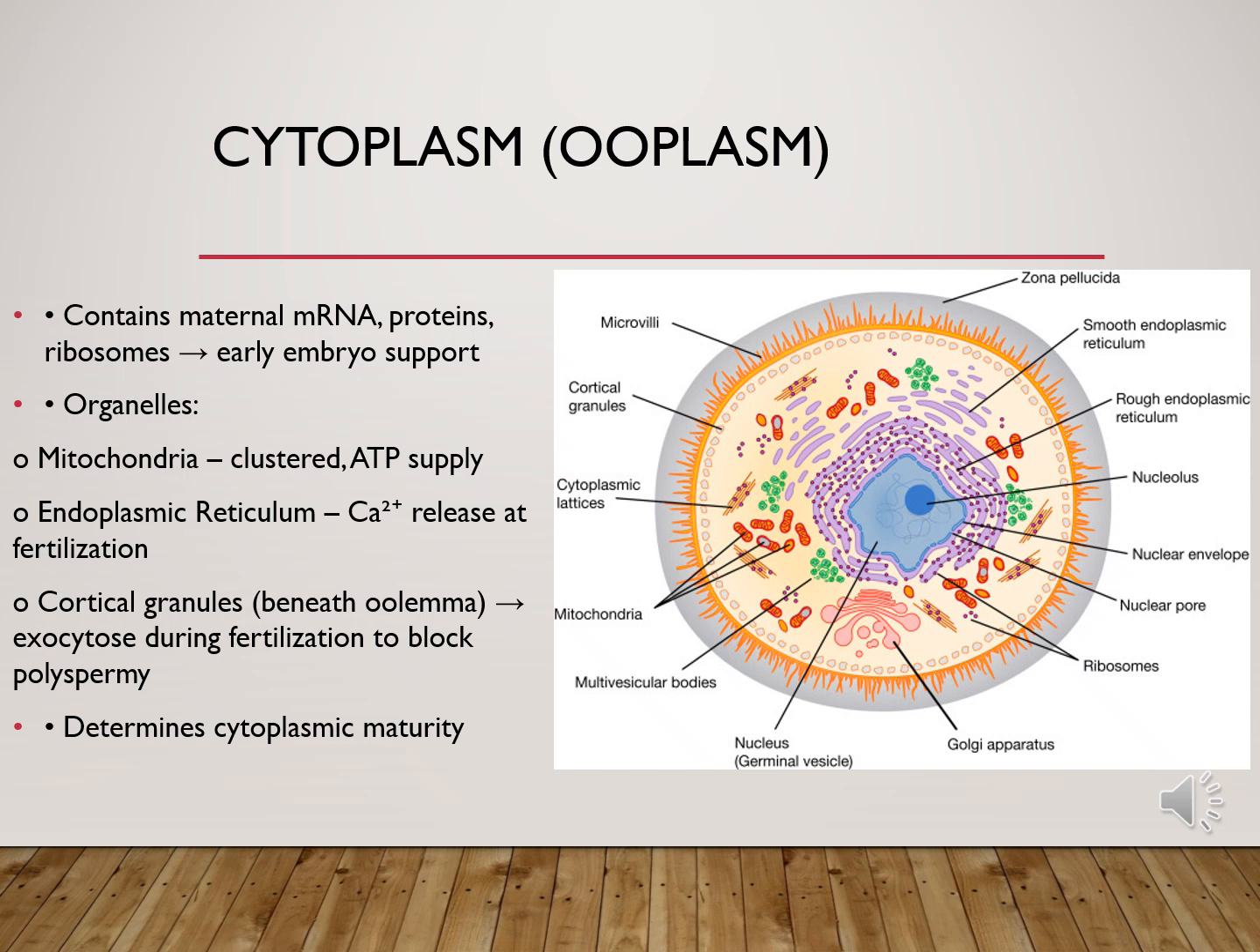Organelles inside are mitochondria, which are clustered and supply ATP for energy. Endoplasmic reticulum stores calcium and releases it during fertilization. Cortical granules, beneath the oolemma, release enzymes during fertilization to prevent polyspermy. Cytoplasmic maturity determines oocyte quality.